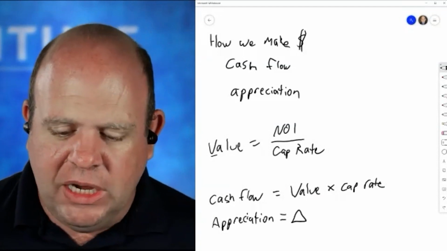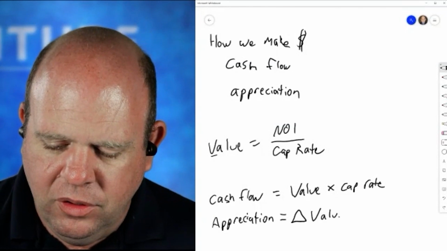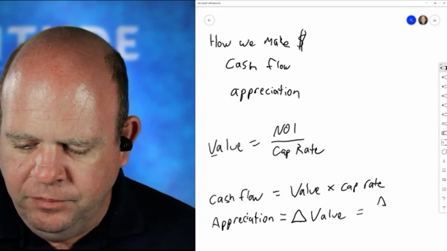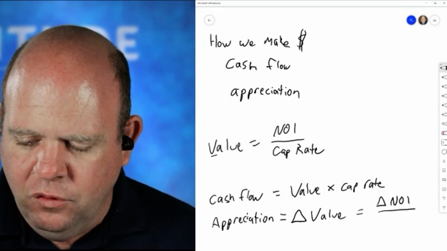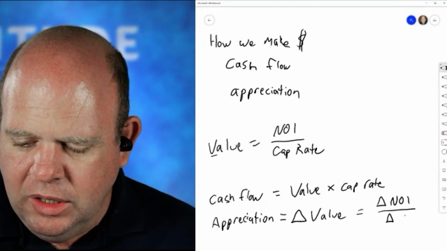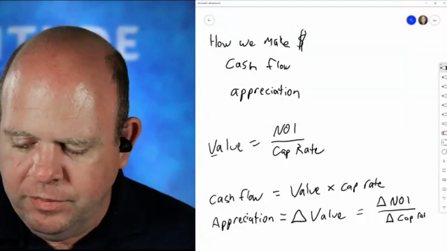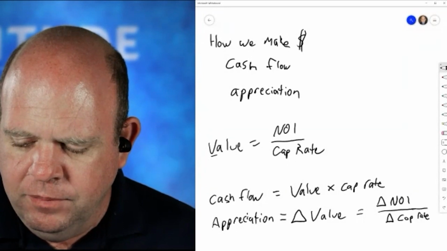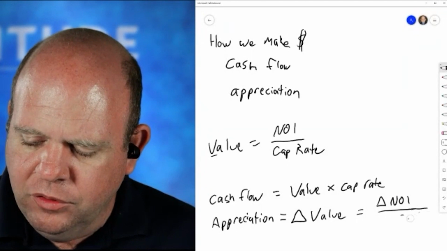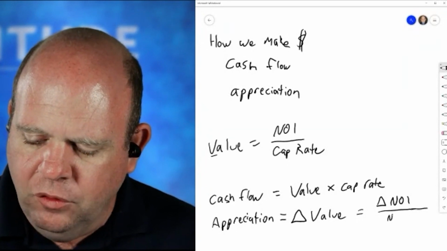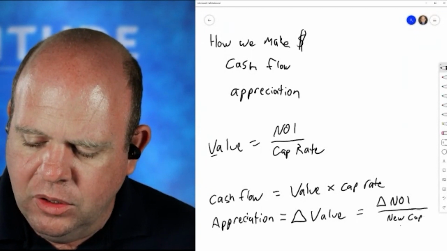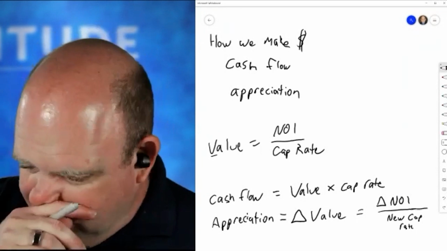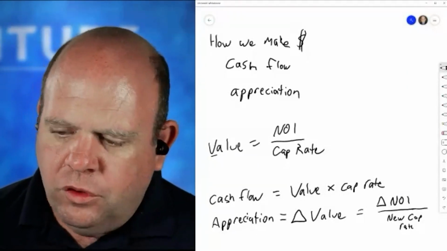Appreciation is the delta, the change in value, which means that it would be the change in NOI over the change in cap rate. Right? So that would be the change that's there. Is that right? Would it be the change in cap rate? No, this actually wouldn't be the correct term. This would be over the new cap rate. Right? So that would be the change in value.